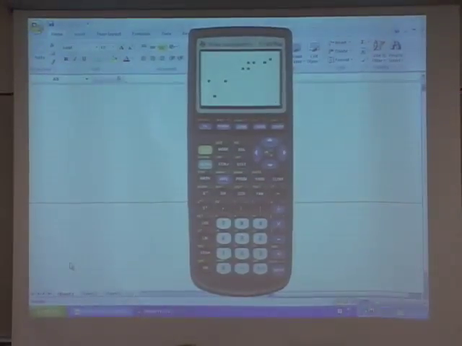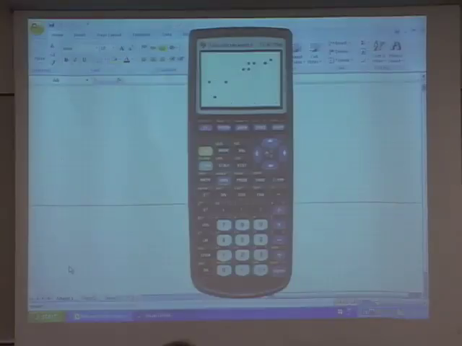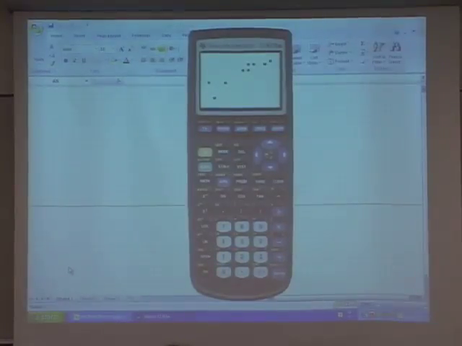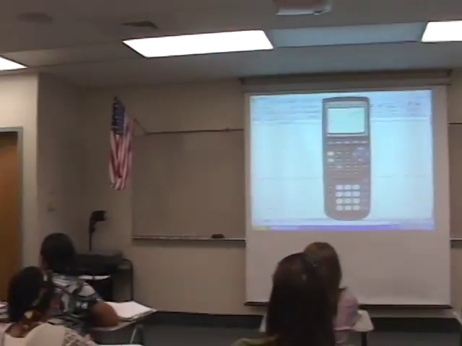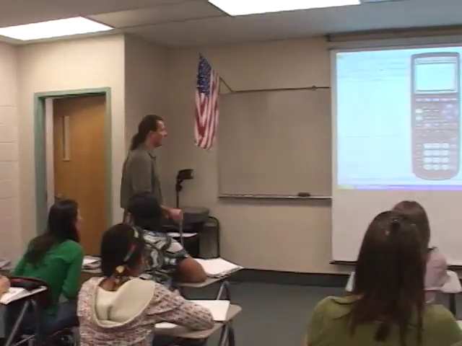Has everybody got this scatter plot? You've already got the line through it? It's okay, you got the scatter plot, that's fine. I don't mind jumping ahead.